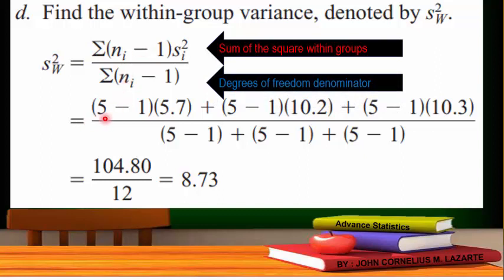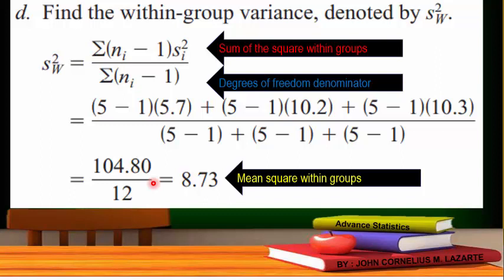As we substitute our given values, we obtain the sum of squares within groups, which is 104.80, and the degrees of freedom denominator, which is 12. The resulting quotient is what we call the within group variance, also known as the mean square within groups.